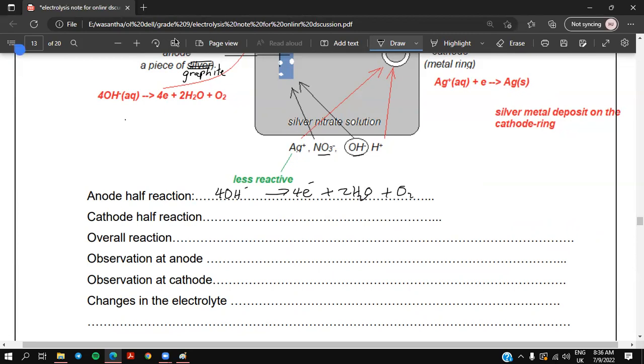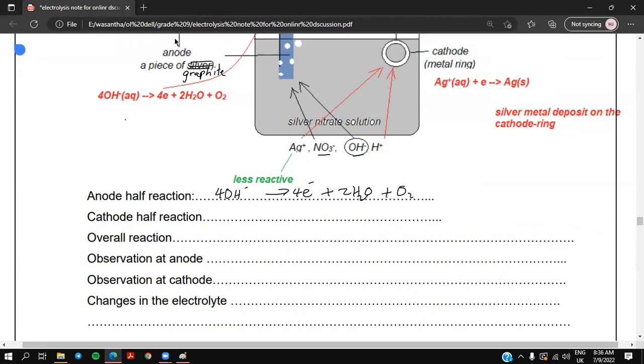At the same time, for the cathode half reaction, we have silver ions and hydrogen ions. Reactivity series shows silver at a lower level. For the cathode reaction, we have to always use the reaction of a cation, which belongs to a lower reactive element. So for the cathode half reaction, we get silver ion plus electron giving silver. This is aqueous. This is solid.